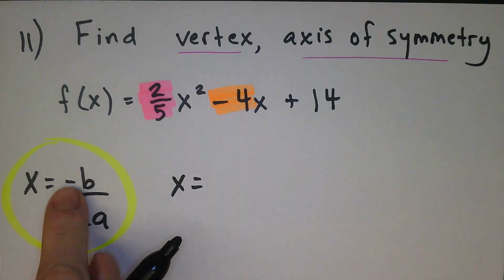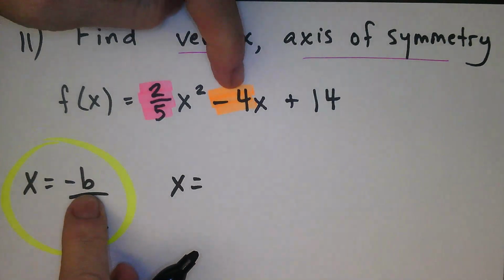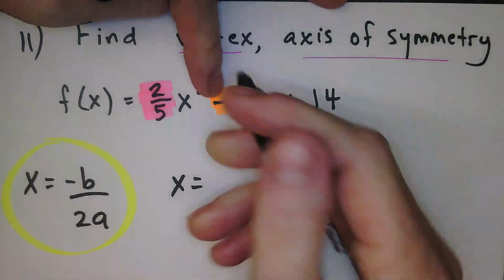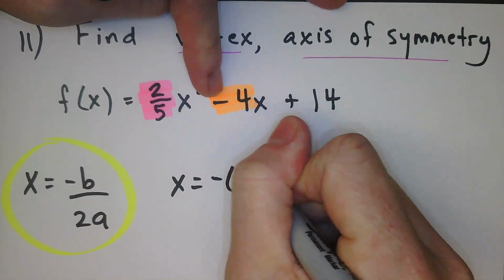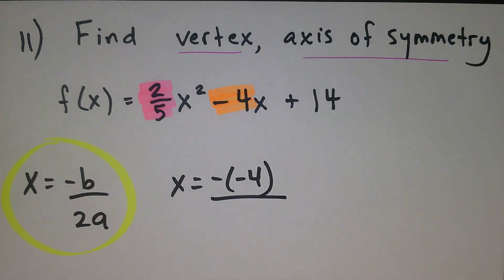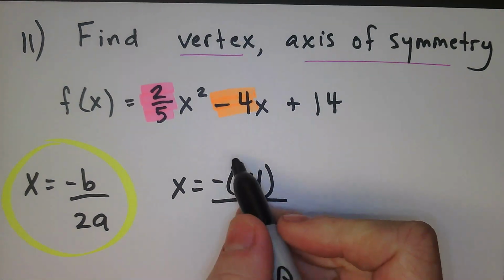X is negative b, or the opposite of b. This is already a negative 4. So you can either do negative, negative 4, or you can just make it positive right away. I'll just write that down. I already wrote it as negative, negative, so we'll leave it there.